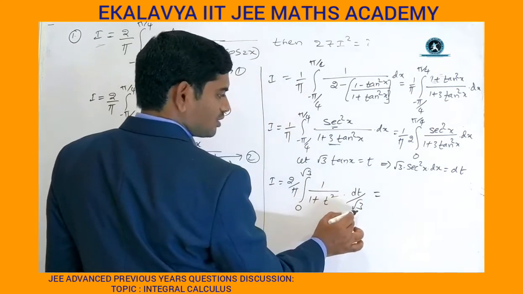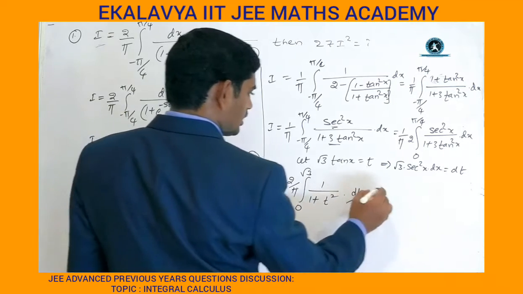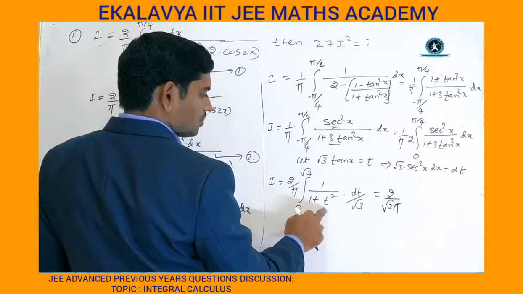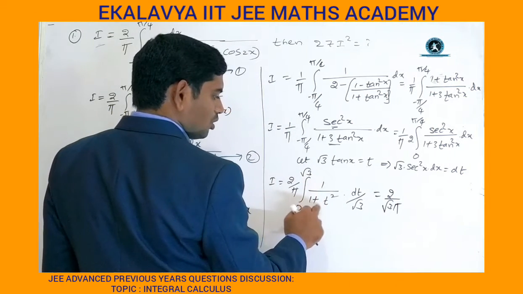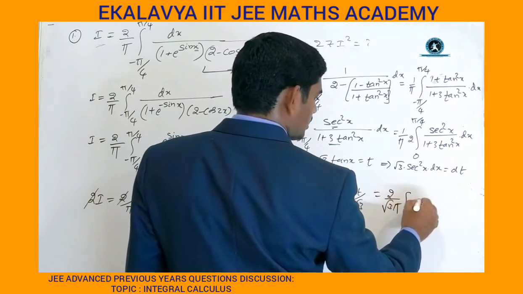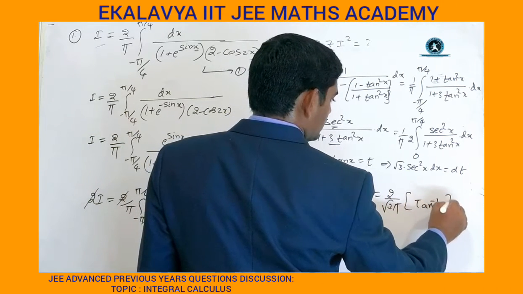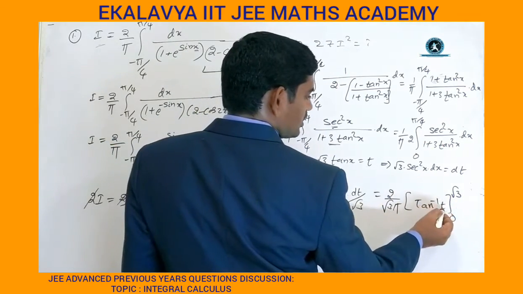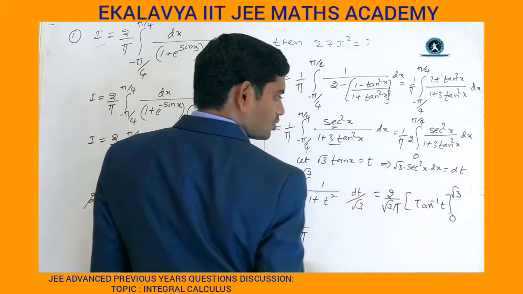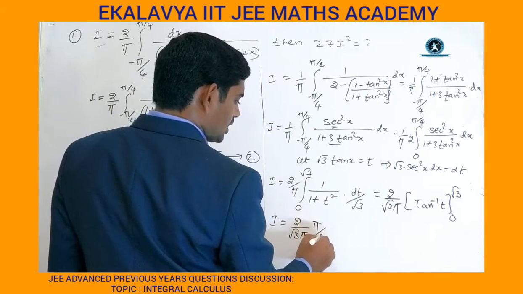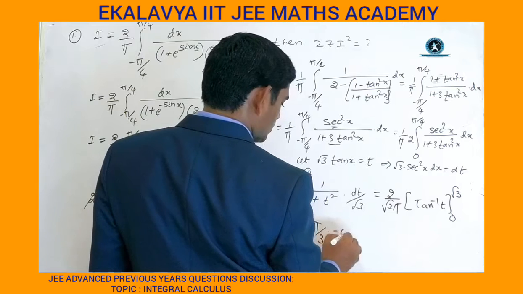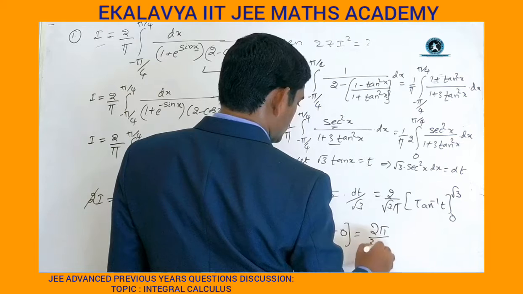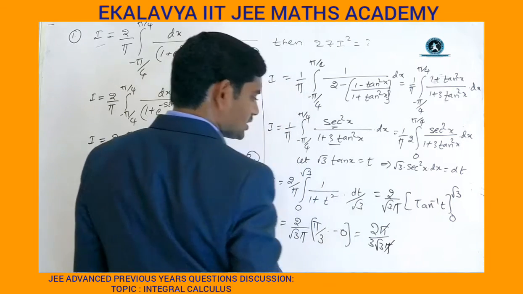Here 1 by root 3 is a constant, so I am taking it outside the integral. Then we get 2 by root 3 times pi, then 1 by 1 plus t square into dt. The integration of 1 by 1 plus t square dt is tan inverse of t with the limits 0 to root 3. If we take t equal to root 3, we get pi by 3, and 0 is minus 0. So we get 2 pi upon 3 root 3 times pi. Now this pi gets cancelled.